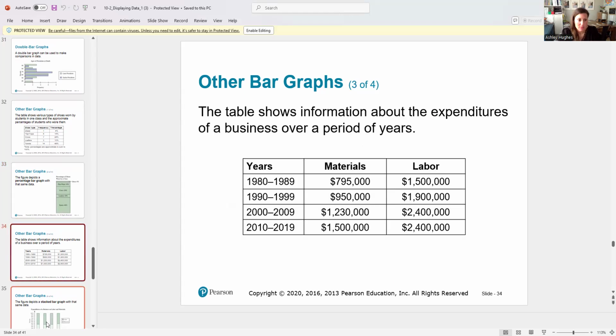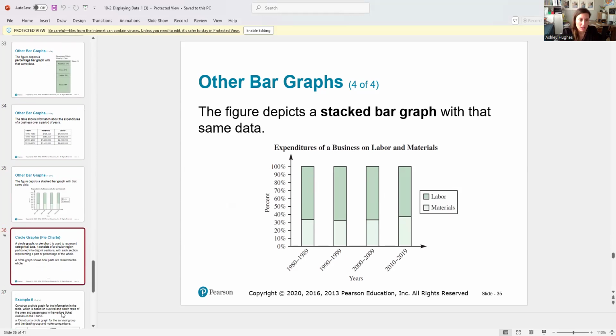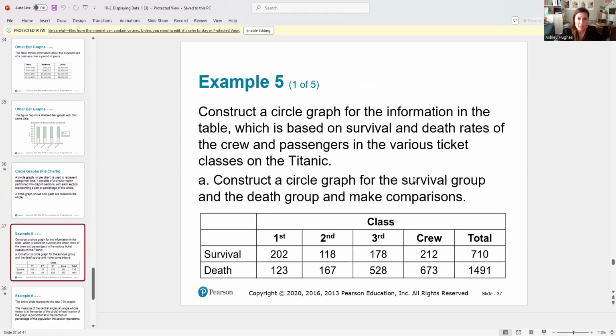Let's see, business expenditures, and then this is showing materials and labor. So this is another way, it's called a stacked bar graph, where they're giving you kind of a percentage of cost. And so you can look at this and see, okay, how much am I spending on labor versus material? And then a pie chart is great.